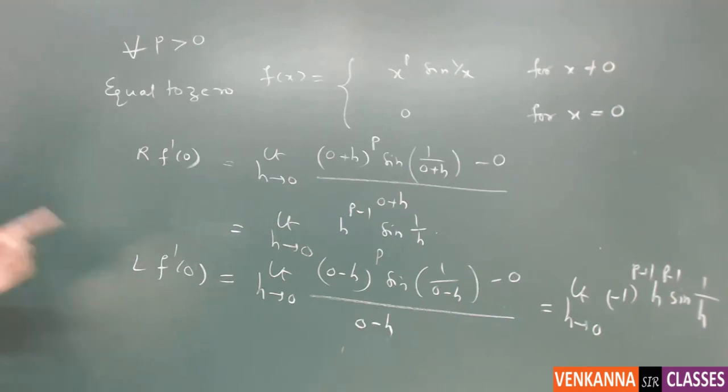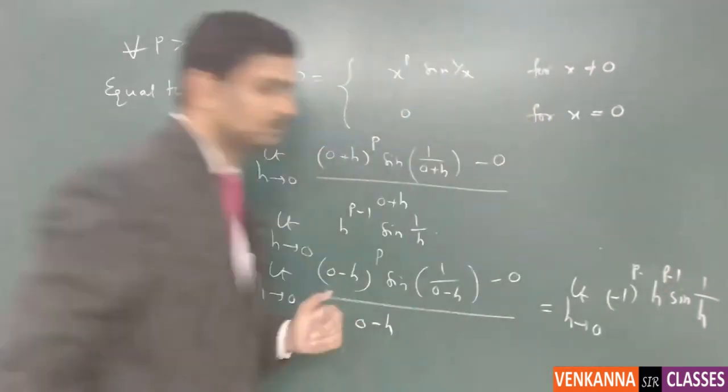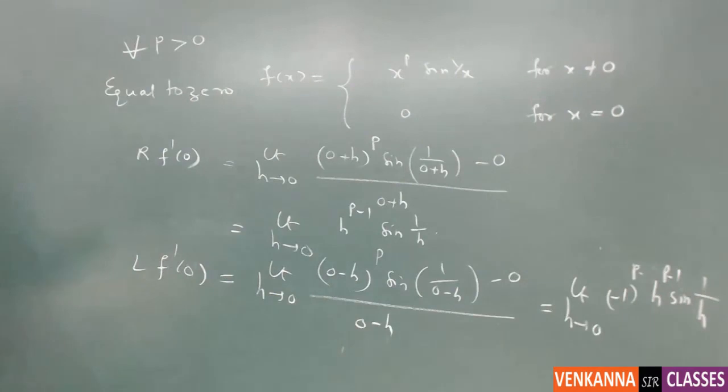I think the 1 minus gets cancelled in the denominator. So you can write it as minus 1 whole power p into h power p minus 1, because in the numerator you have minus 1 whole power p plus 1. In the denominator you have 1 minus and h is there. So it will be h power p minus 1 and the 1 minus gets cancelled. So minus 1 whole power p into h power p minus 1 into sine 1 by h. Agreed?